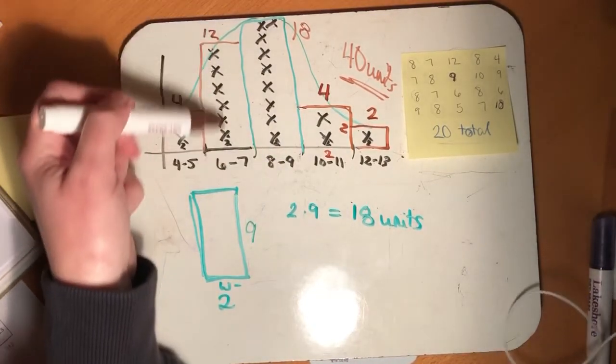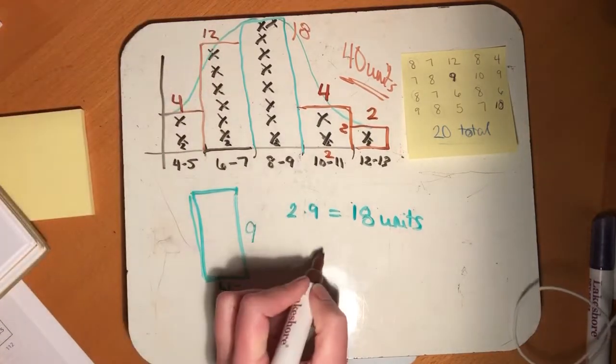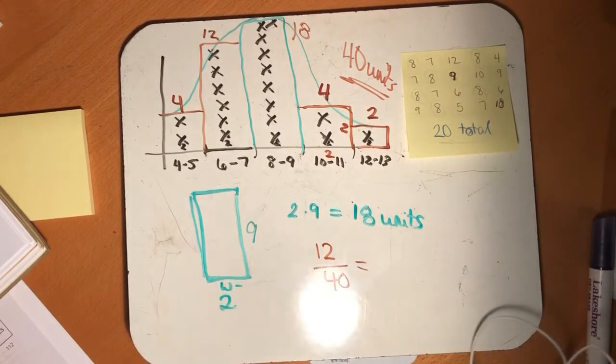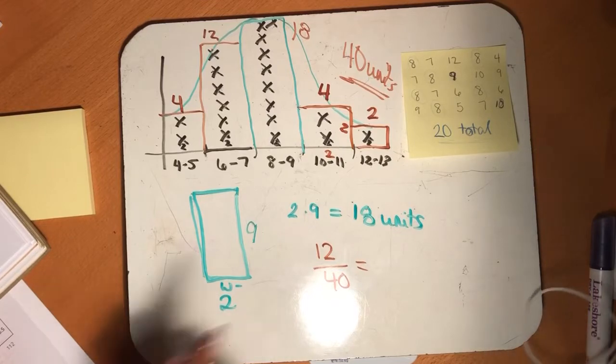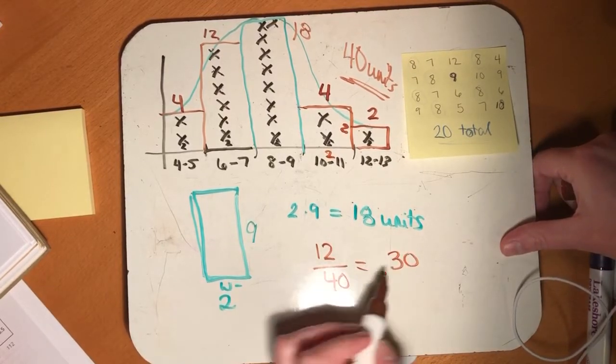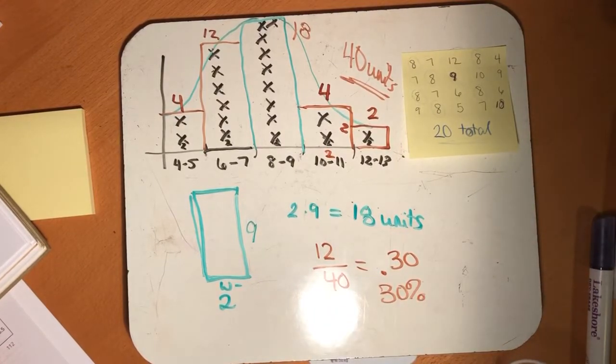So if I'm looking at my 6 to 7-year-olds, it's 12 units in that area, 40 units total. And when I do 12 divided by 40, let me push all the right buttons here, we're again at, randomly, magically, a 30%. So 30% of these kids are age 6 or 7.